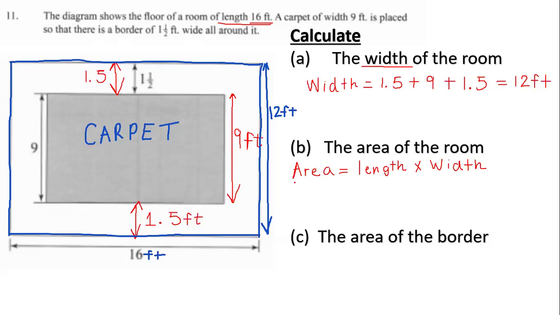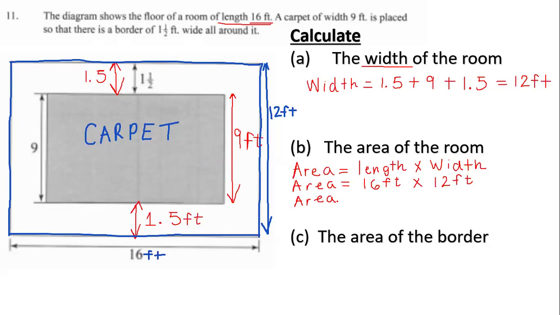But the area is going to be equal to... what is the length of the room? The length is 16 feet along the side. What's the width? 12 feet. What is 12 times 16? 192. 192, that's what we got?